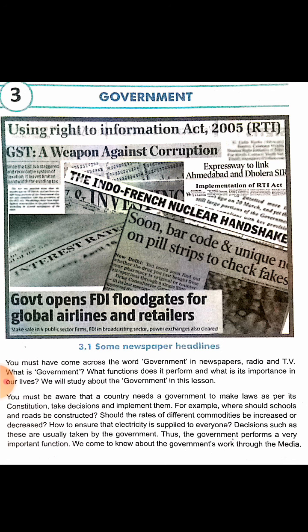You must have come across the word government in newspapers, radio and TV. What is government? What functions does it perform and what is its importance in our lives? We will study about the government in this lesson.